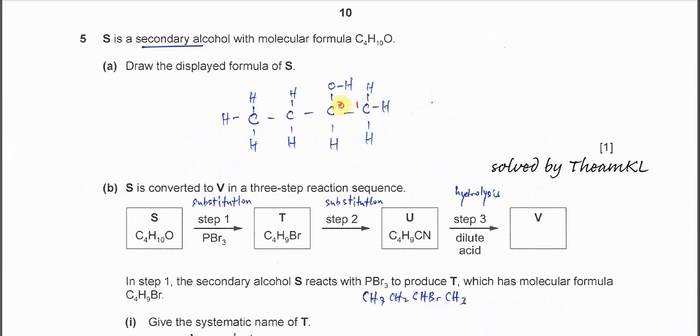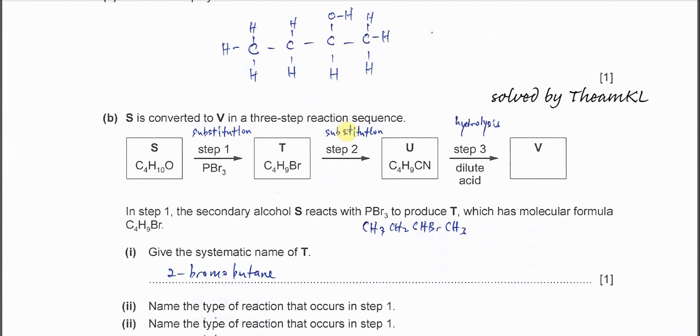1, 2. Because when it's bonded to the second carbon, this carbon now has 2 alkyl groups, so it's a secondary alcohol. If the OH is on the first carbon, then it will just be primary. Okay, that's why this is the only structure for the compound S.